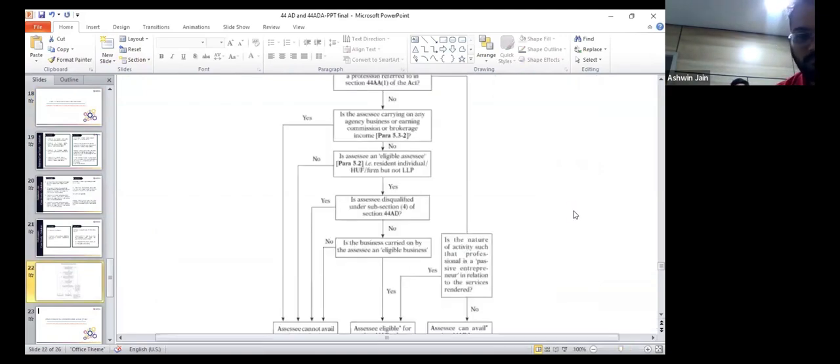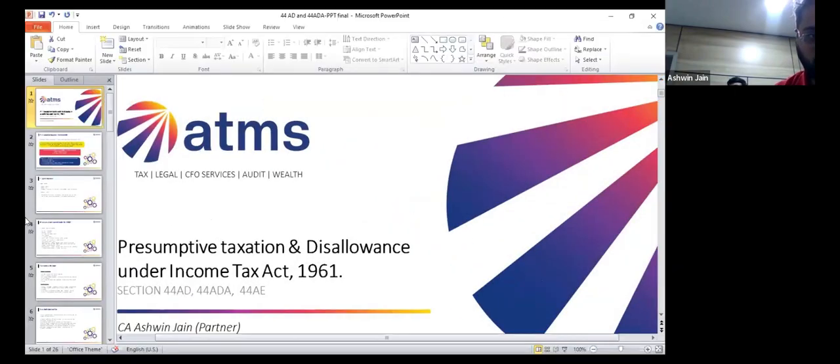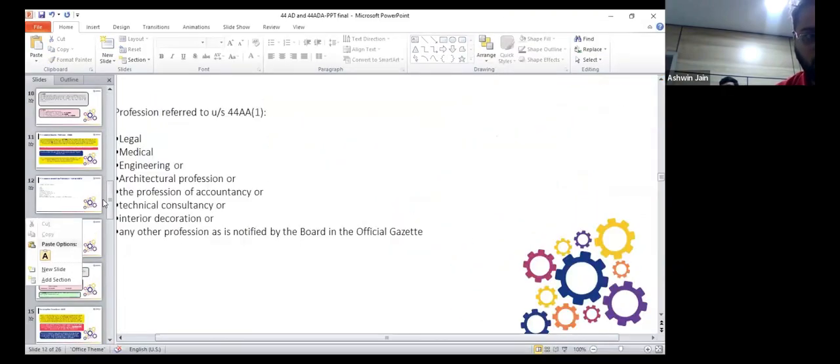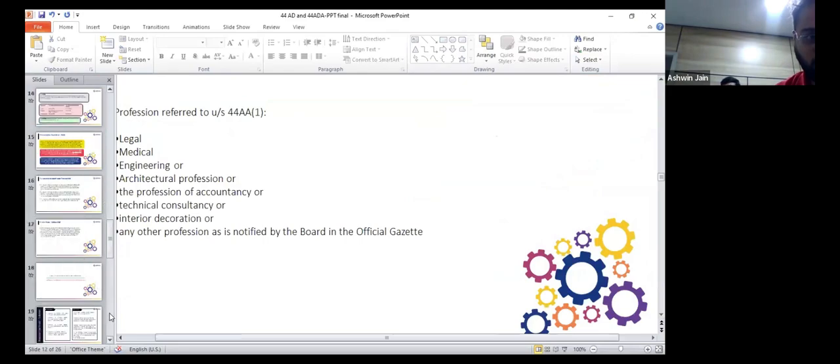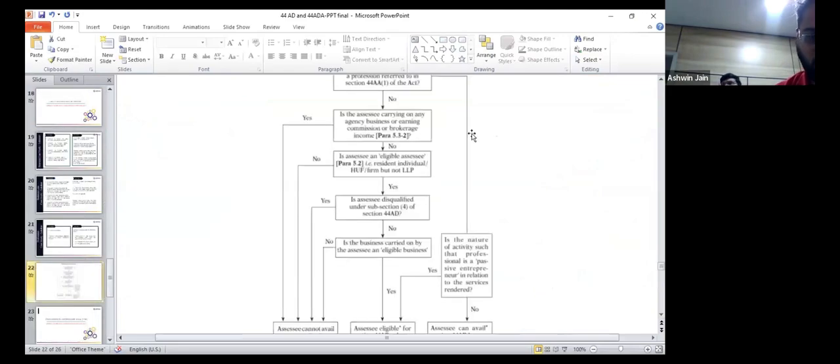ये पीपीटी है सबके पास, ये खाली 44 AD, खाली उसका एक फ्लो चार्ट में एक्सप्लेन किया है। आई गेस मोर और लेस सिमिलर जो हमने पहले डिस्कस किया वही है उसमें, बट इन अ वन पेजर अगर हमको किसी को समझना रहेगा तो। सो मैं जस्ट ओरली बोल देता हूँ, is resident SSC engaged in a profession referred to in section 44AA, जो प्रोफेशनल है, अगर आपका यस जा रहा है, is the nature of activity such that a professional is a passive entrepreneur in relation to the services?